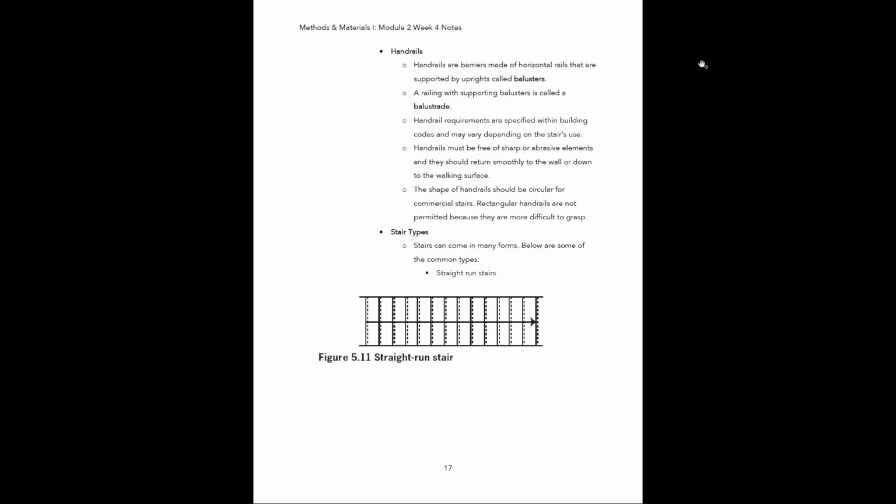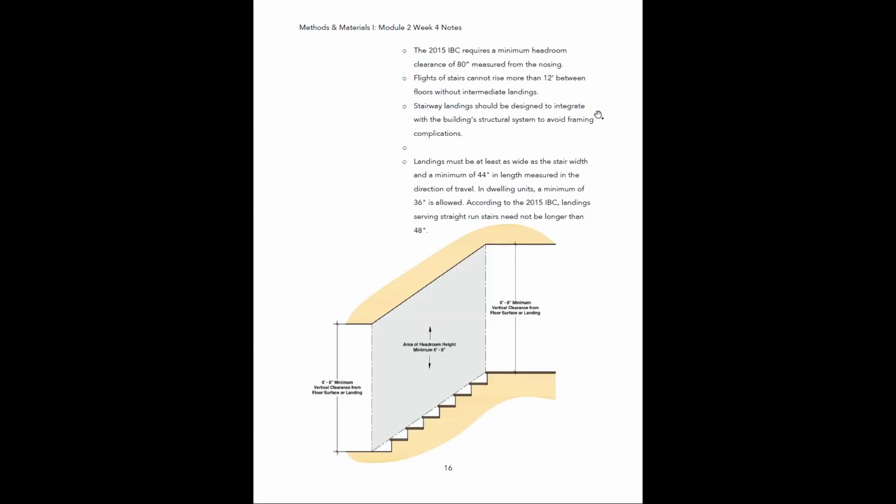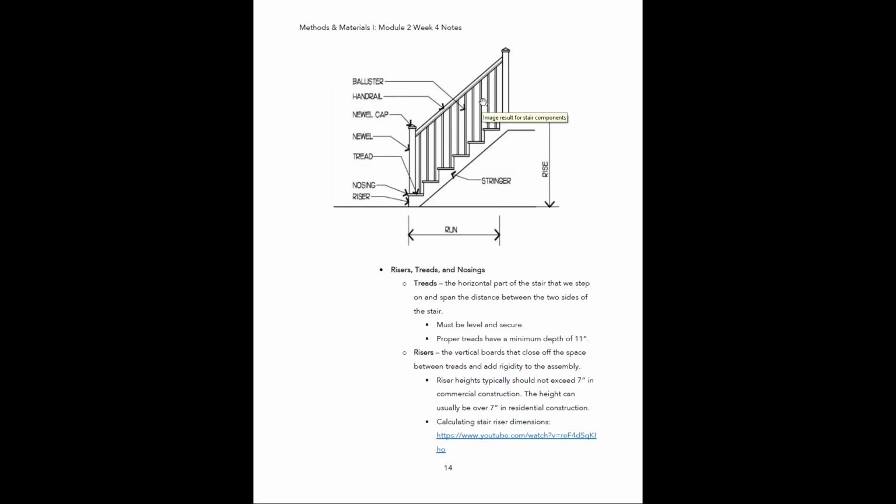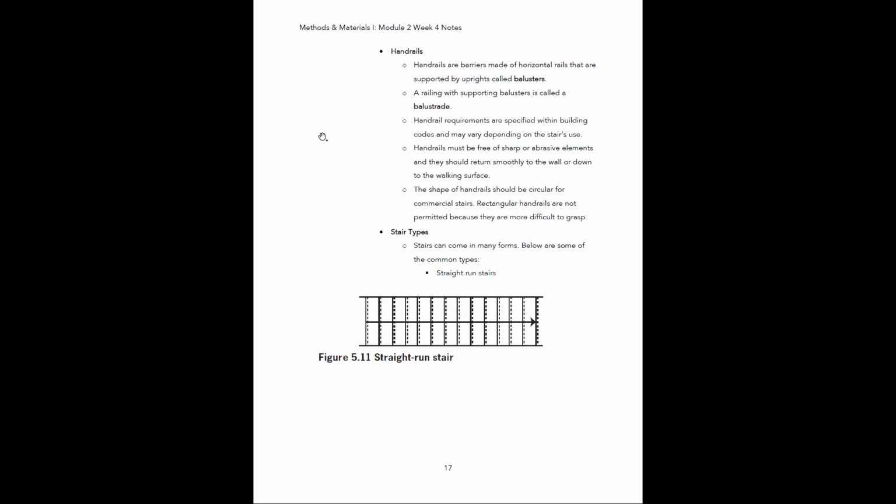All right, handrails. Handrails are barriers made of horizontal rails that are supported by uprights called balusters. A rail with supporting balusters is called a balustrade, okay? So let's go back to this example. These are our balusters, these vertical pieces right here, and then obviously our handrail. The entire thing as it exists as a single unit is a balustrade.